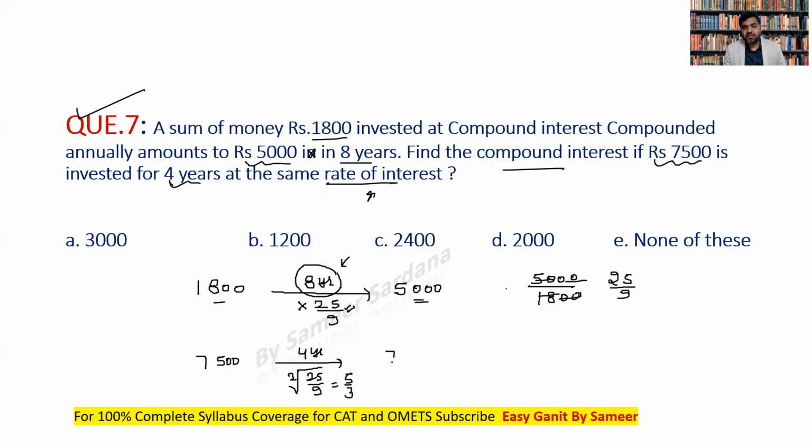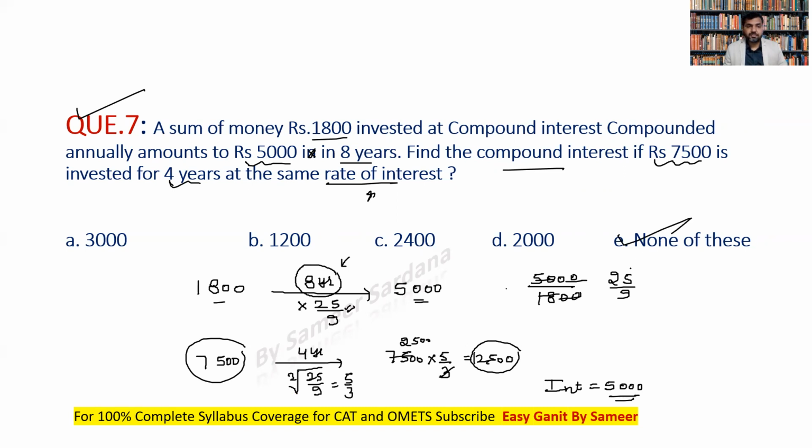That means if I'm investing 7,500, in 4 years, it will become 5 by 3 times of itself. 25 will cancel out, 2,500, which is equal to 12,500, right? So 7,500 rupees will become 12,500 rupees, which gives me an interest of 5,000, everybody, right? That is none of the above.